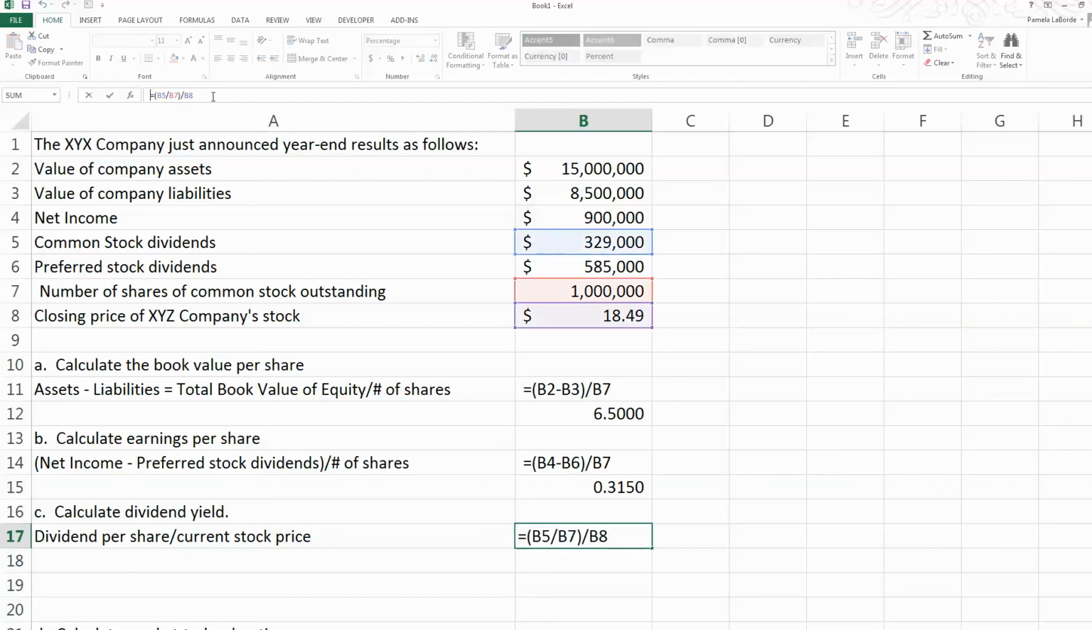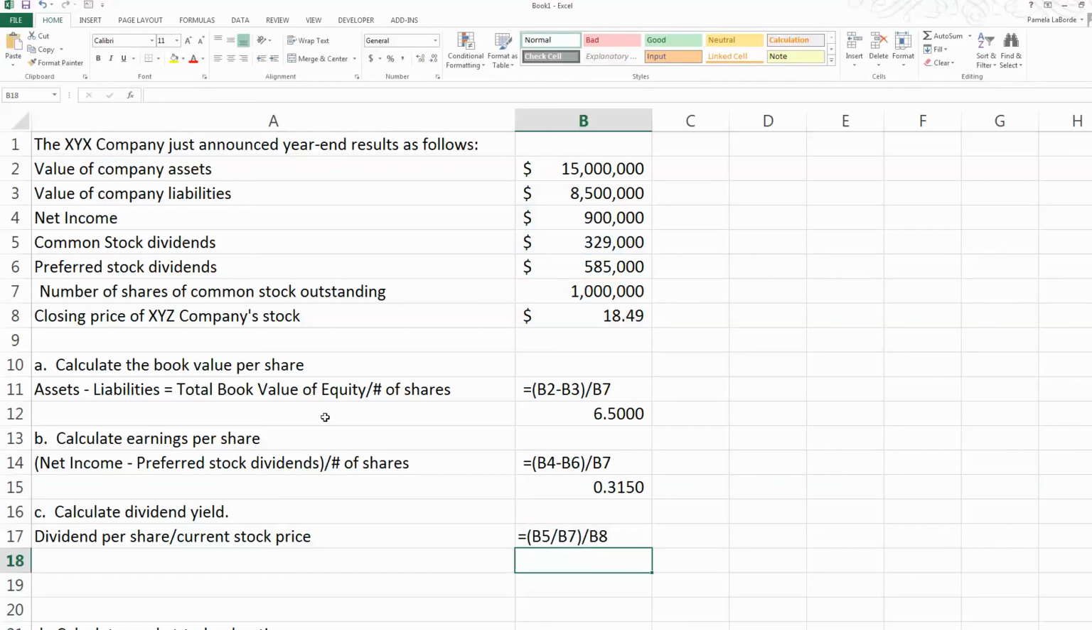And again, I'll put the quote so you can see how I got that. Total dividends divided by the number of shares to get their dividend per share, which is what I actually need in the numerator, and then divide by the current stock price of $18.49 and just convert it to a percentage.